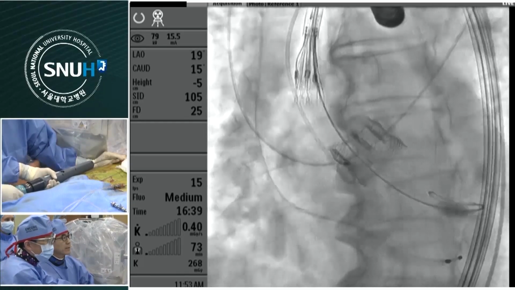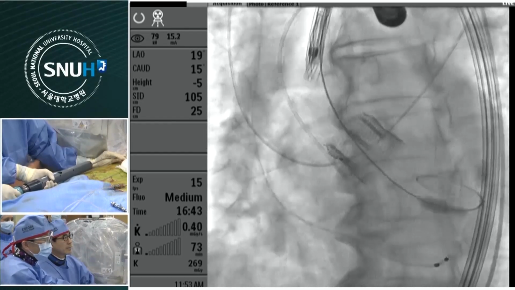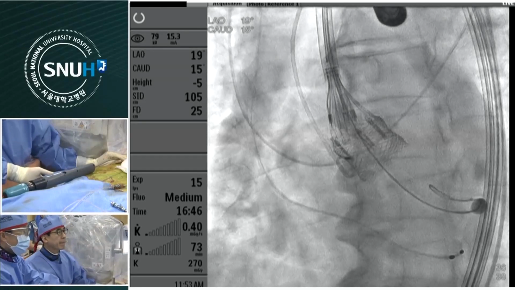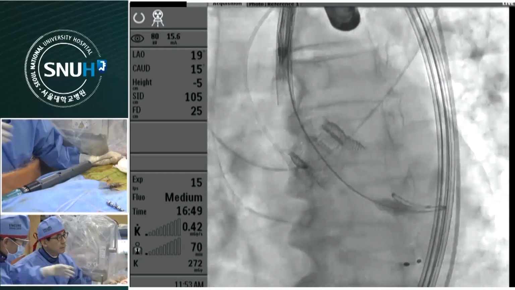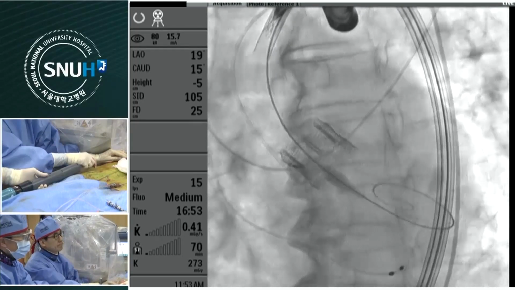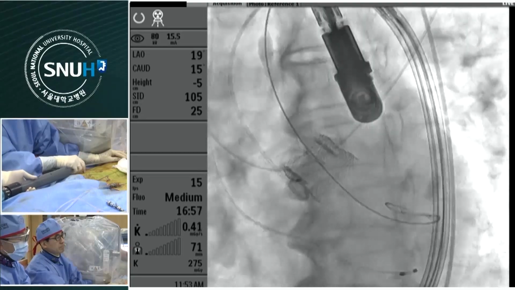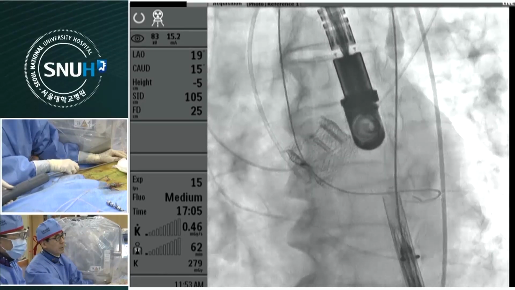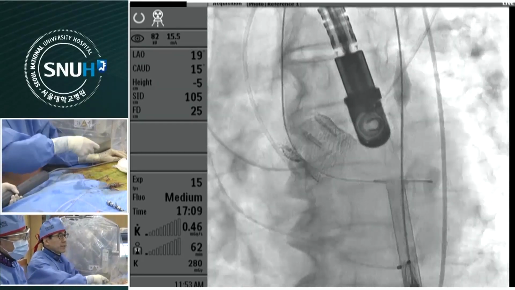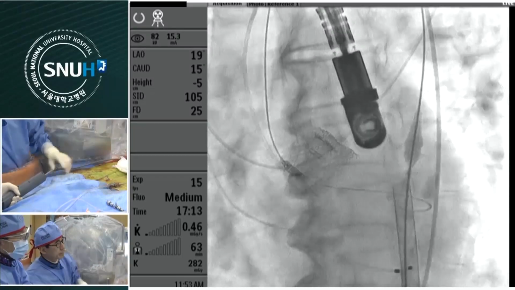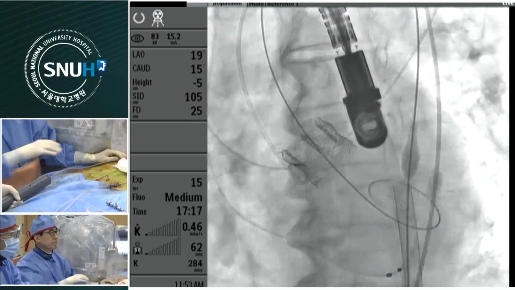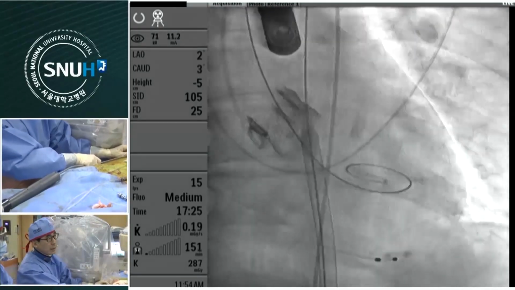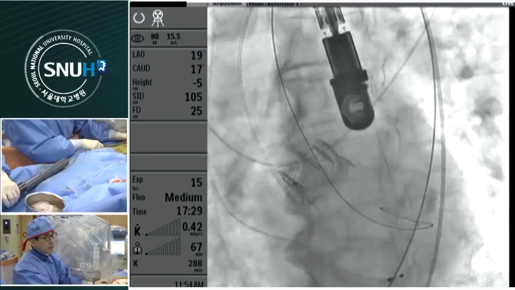So we are going to enter the step of retrieval. Save the angio. Then for the retrieval of the system, I'll hold it. Retrieving the system now. Okay, good. The wire stays. We'll proceed as is.